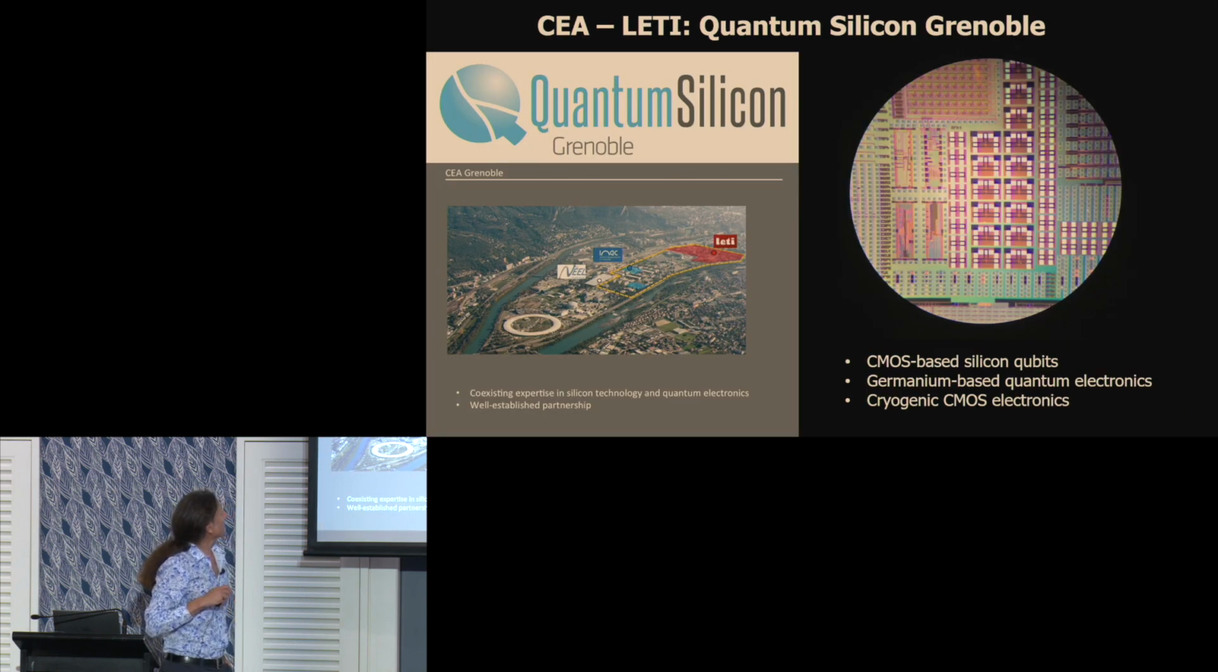Then there is the CEA-Leti. This is an initiative in Grenoble in France. It's got government backing. So there's a number of research laboratories here. And then there is Leti, which is essentially a research foundry. They have similar kinds of facilities you would expect in an Intel foundry, but they do contract research as well. So they're a little more flexible in the way they can develop their devices. And so they're working on CMOS-based silicon qubits, also germanium-based apparently, and also cryogenic CMOS electronics.